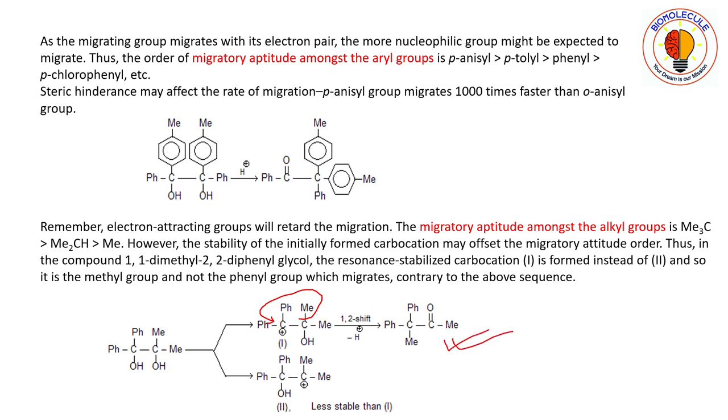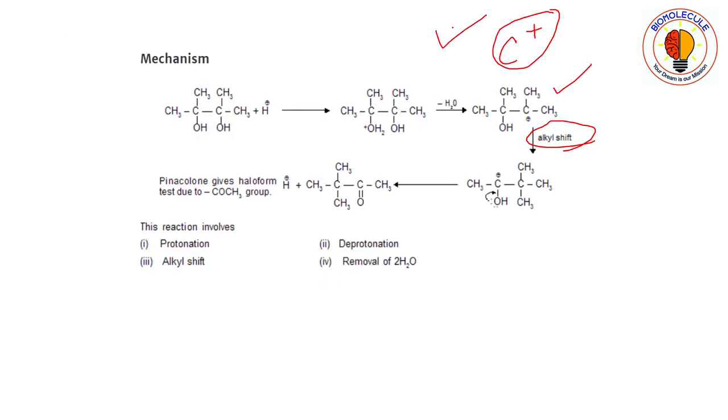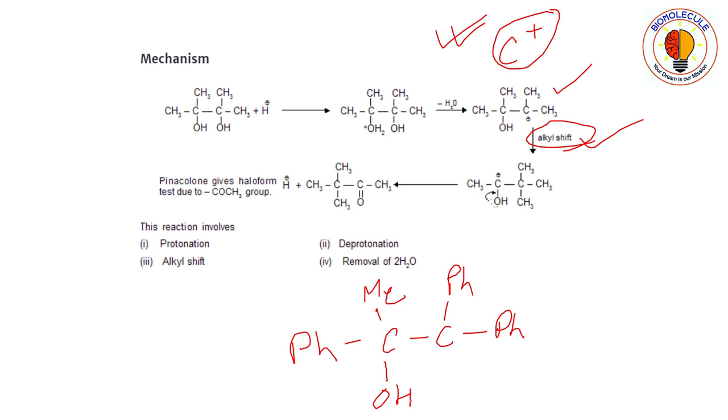So always remember, first you have to check for the stability of the carbocation. After this more stable carbocation, now you have to consider which group will shift. Now let me give you one example. Suppose this contains two phenyl groups, this one methyl group, this one phenyl group, this one OH, this one OH.